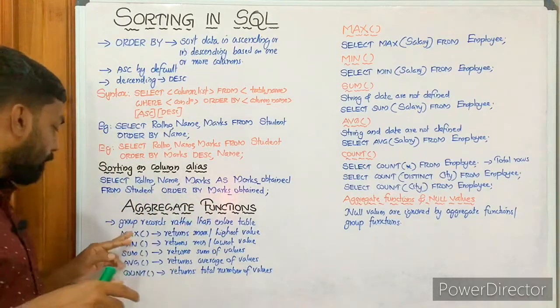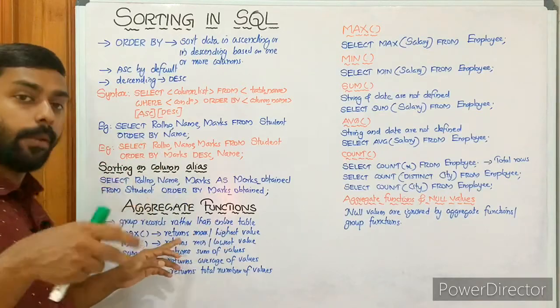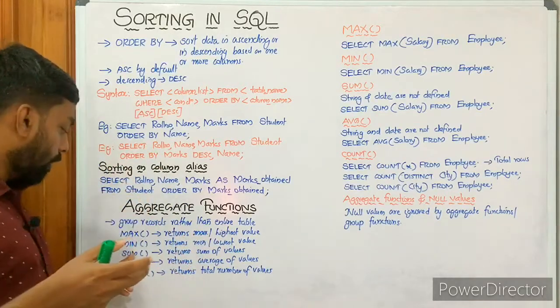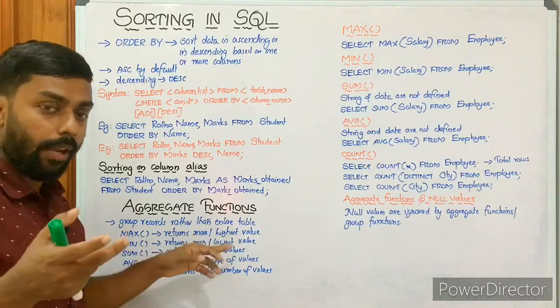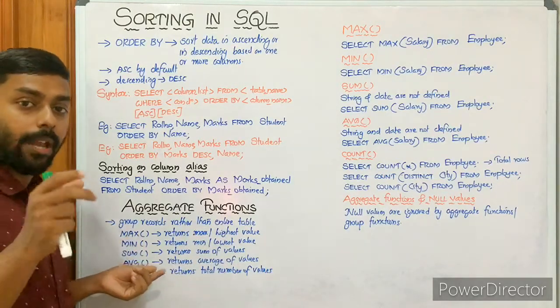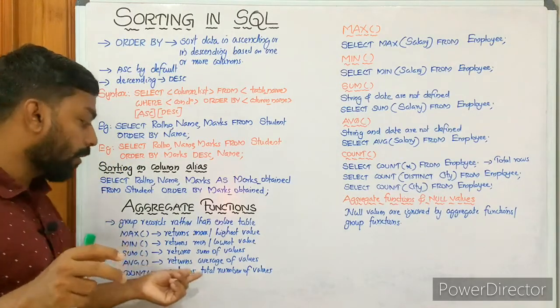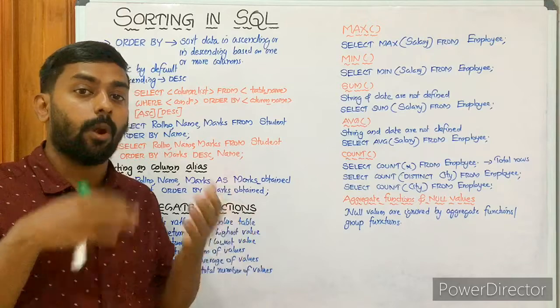Then these are the functions. Max returns the maximum or highest value. Min returns the minimum or lowest value. Then sum returns the sum of values. Then average returns the average of values, and sum and average can be applied only to numeric type. Then count returns the total number of values.